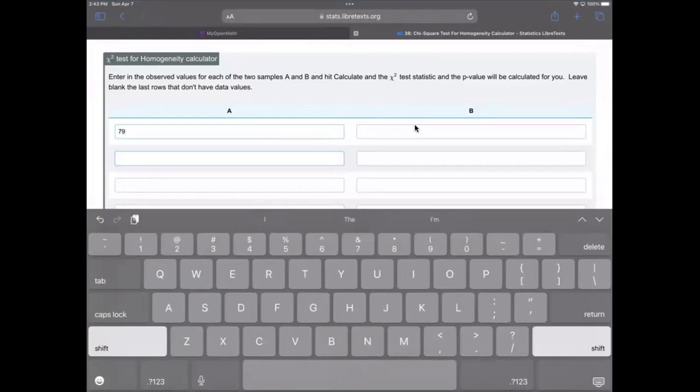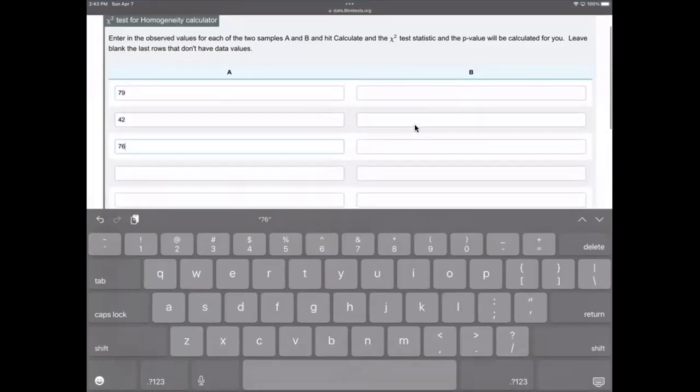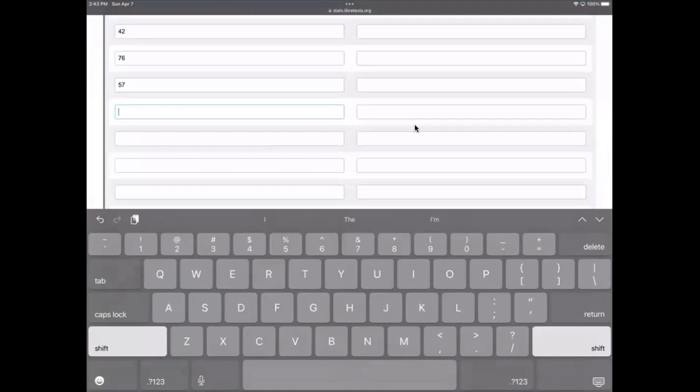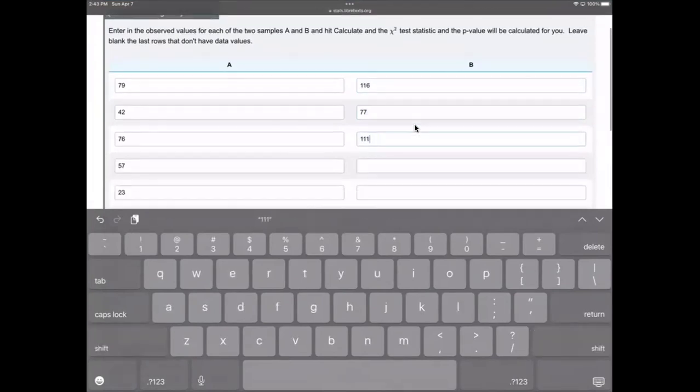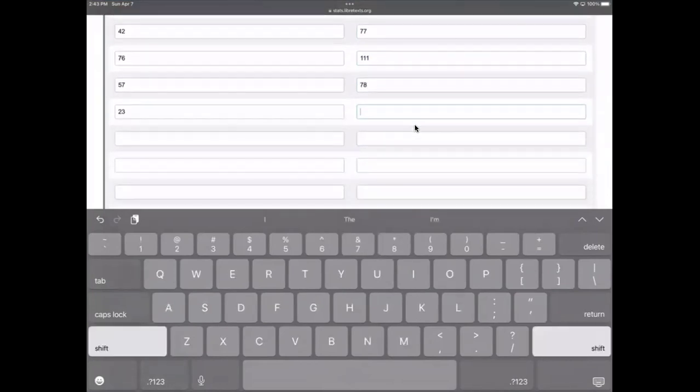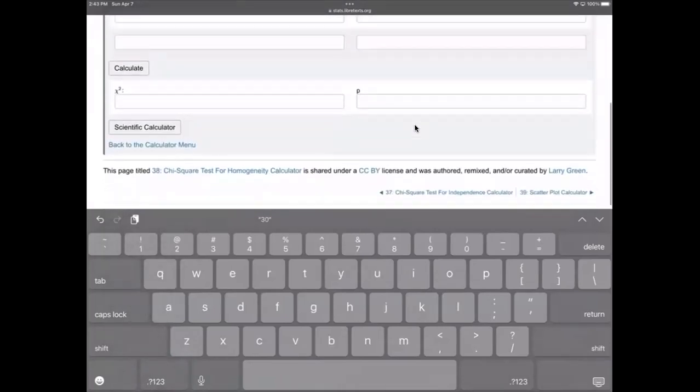79, 42, 76, 57, and 23. And then the other, column B, for the non-work study people: 116, 77, 111, 78, and 30. So there we go. And then just go down and hit calculate.